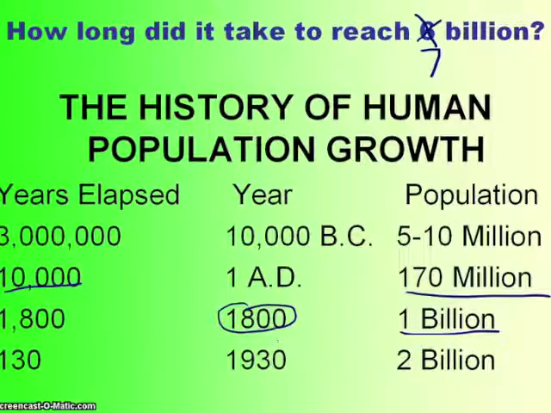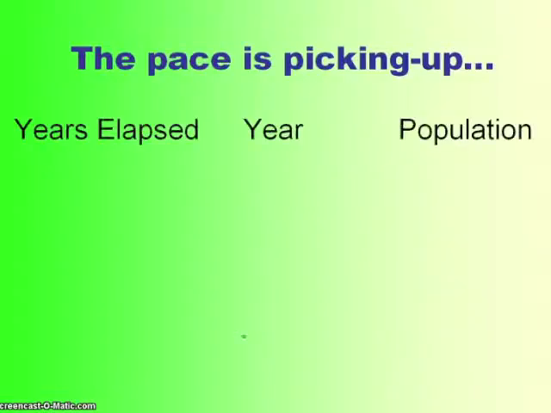Now, after that, you can take a look at the time between these time periods is great distances. But now it only took about 130 years, and we can see that over here, to reach 2 billion. And from 130 years, now it only took 30 years to reach 3 billion.